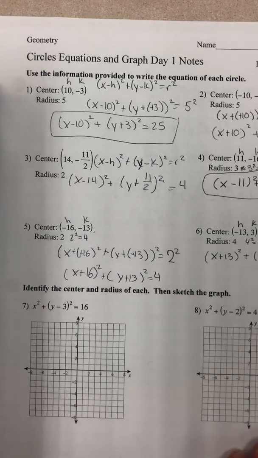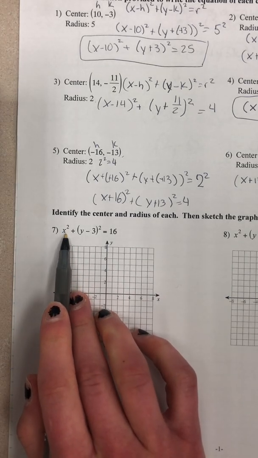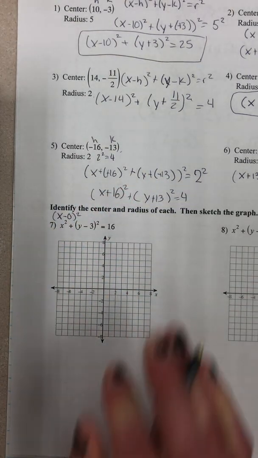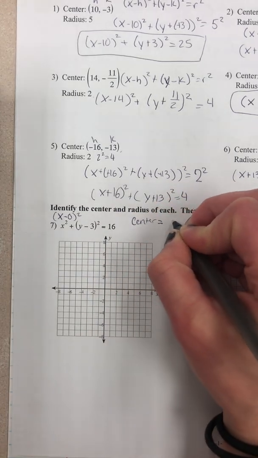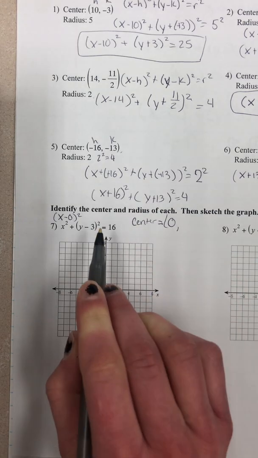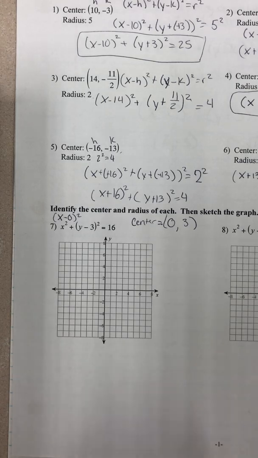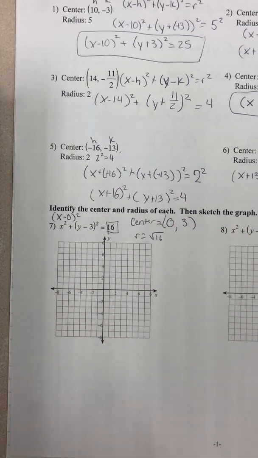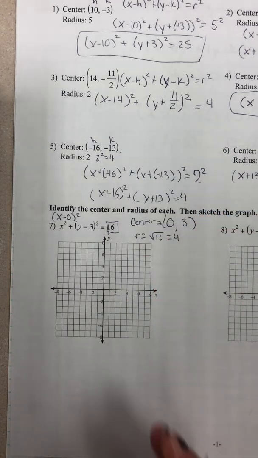Now, one thing you need to know, if it is just the variable like this one, x squared, that's understood to just be x minus 0 squared. Means the same thing. So our x value, our center, is going to equal 0. That's our x value. And our y value is always the opposite. So if it says negative 3, it'll be a positive 3. That is going to be the center of our circle. The radius is we take the square root of this number. The square root of 16 is 4. So it'll move 4 units over.